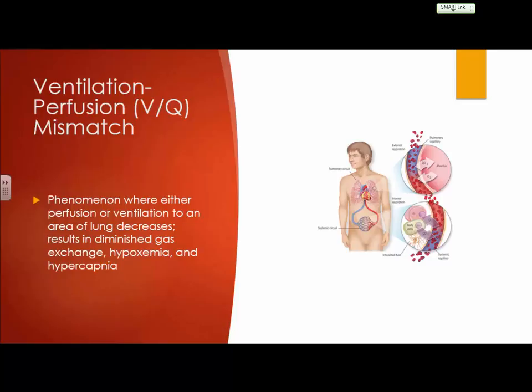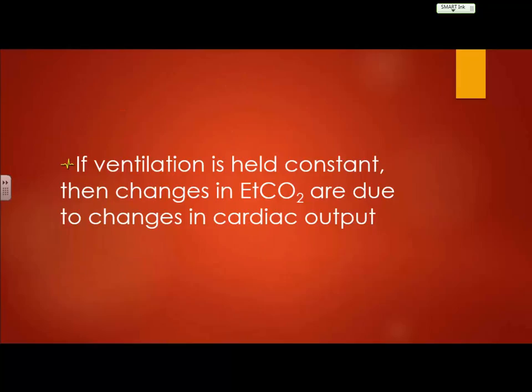So in turn, I'm going to expect my perfusion status to be lower because if it's cardiogenic shock, I don't have a good pump. If it's hypovolemic shock, I don't have enough volume in the container to transport. And so it's all going to go hand in hand together. Again, just like with anything else, CO2 monitoring is a useful diagnostic tool, but you still have to look at your overall patient presentation. Okay? If ventilation is held constant, then changes in end-tidal CO2 are due to changes in cardiac output.